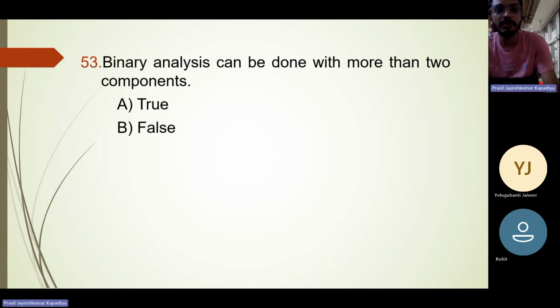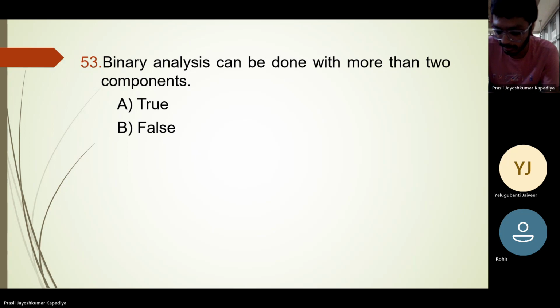Okay, 53. Binary analysis can be done with more than two components. Is this true or not? The name itself says it's binary. Binary analysis cannot be done with more than two components, so it is not true. Okay.